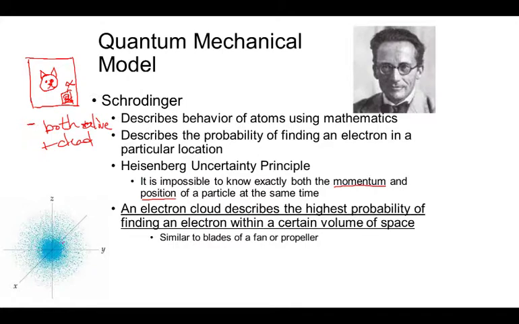Okay, so instead of deciding that electrons were orbiting the nucleus, really the idea is that the electrons could be anywhere. But there's a higher likelihood of finding those electrons in certain spaces. So we call it a probability density. We use what's called an electron cloud to describe the highest probability of finding that specific electron within a certain volume.